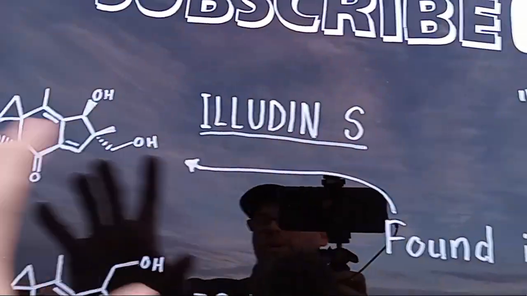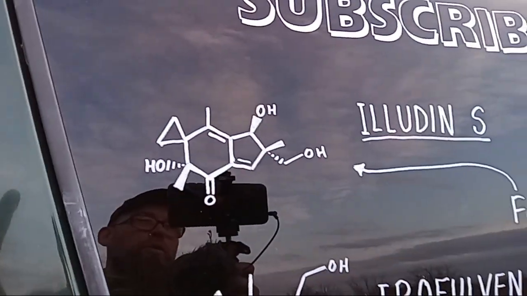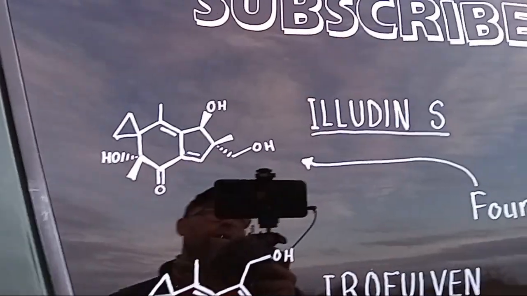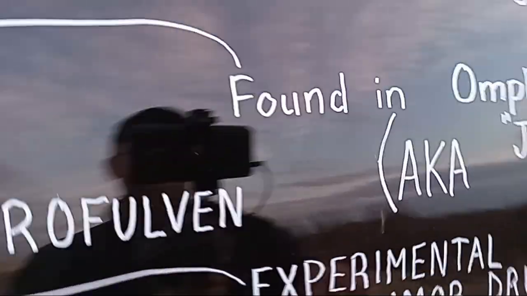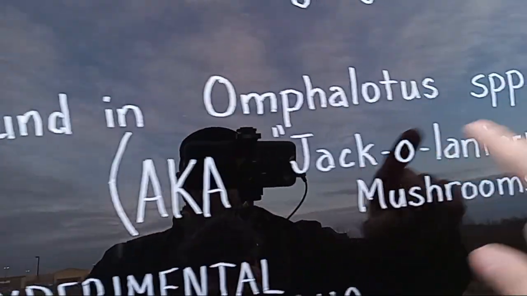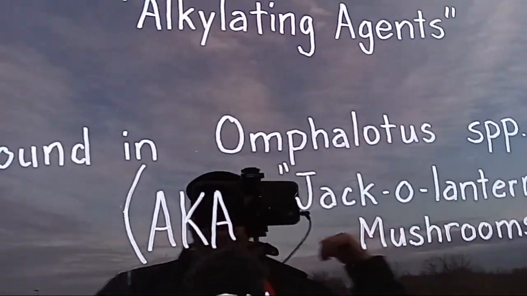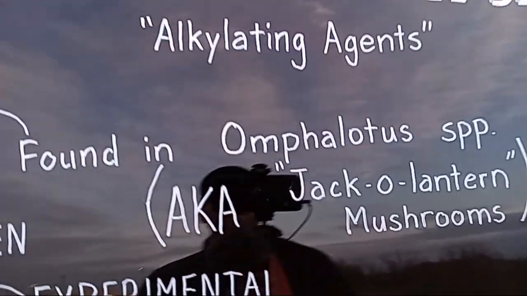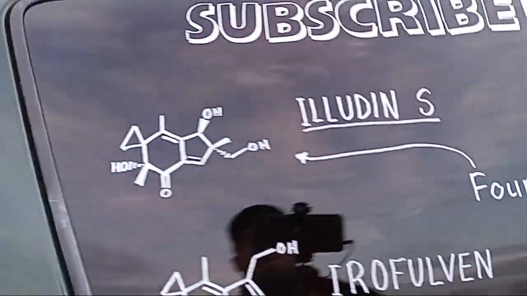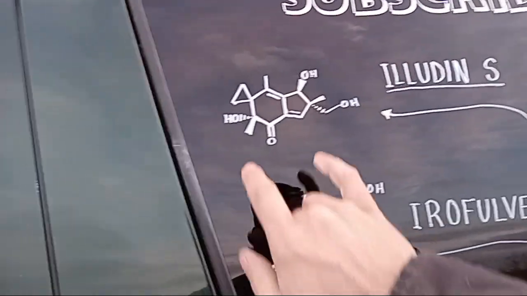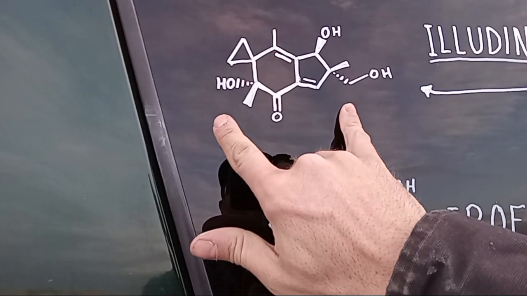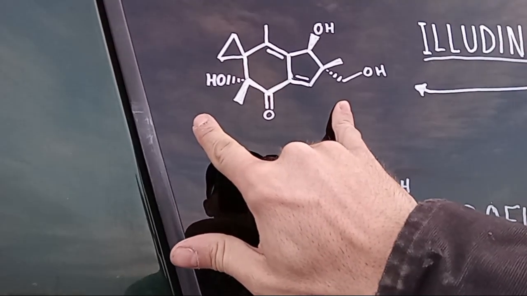Illudin S. I'm only using this one because it's the primary one being studied right now of these compounds. But they are, as I wrote up here, found in Omphalotus species, not just the one found out in these woods, but even around the world, you'll find its cousins contain these compounds. Anyway, Illudin S looks very familiar to me, and I wondered why. Well, this is why. Let's march over here.